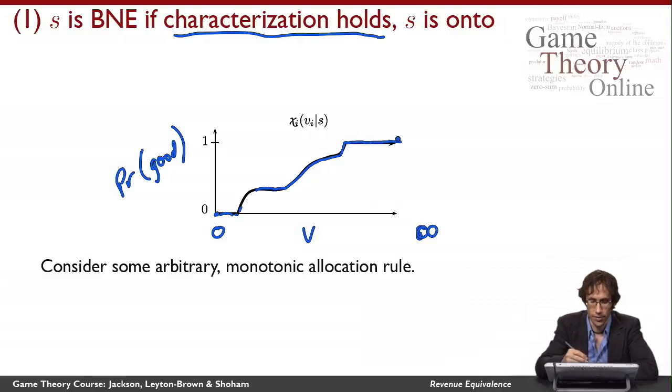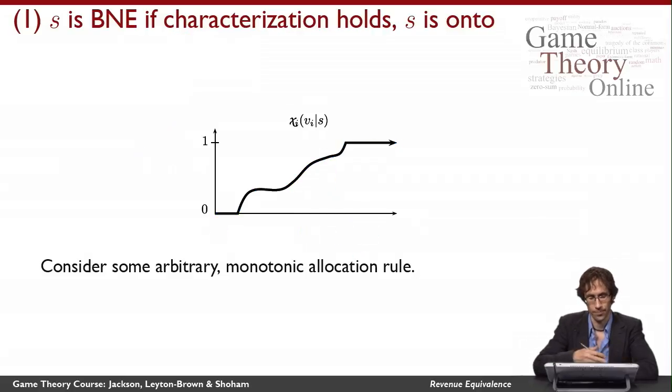And so of course, it doesn't have to ever hit 1. It could just gradually ramp up. But if it ever hits 1, as I've drawn it here, then for all values beyond that point, it has to stay at 1. So I'm not going to make any assumptions about what this function looks like, except that it's monotonic.